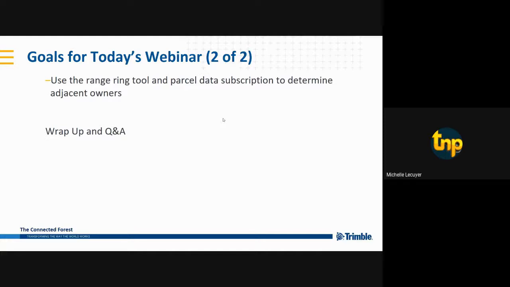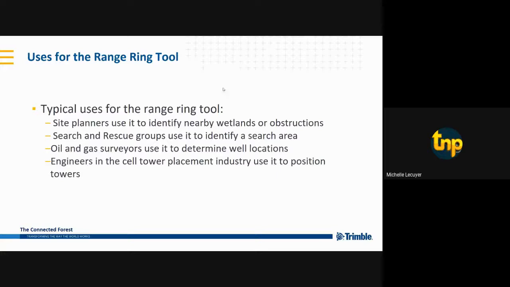And lastly, we're going to cover using the range ring tool in conjunction with the Parcel Data subscription that will allow you to determine adjacent owners, or who to contact if you're in a specific area and you don't know the ownership information. We'll demonstrate that, and then lastly, we'll wrap up with a time of question and answers. So thank you so much for joining this afternoon.